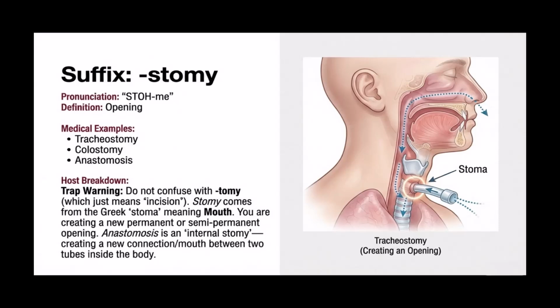And stomy. It comes from the Greek stoma, for mouth. It means you're creating a new opening, one that's usually semi-permanent. So a tracheotomy is the incision you make in the windpipe, the act of cutting. And the tracheostomy is the opening itself, or the tube placed in it. You've made a new mouth for the airway. Same with a colostomy, a new opening from the colon to the outside. And there's an internal version called an anastomosis, creating a new connection, a new mouth, between two internal tubes, like reconnecting the intestine after you've removed a piece.